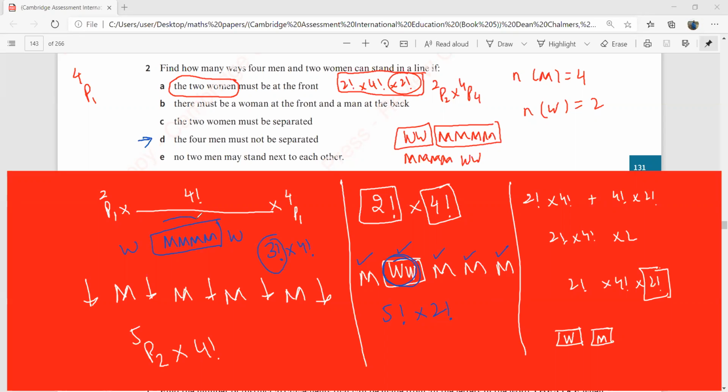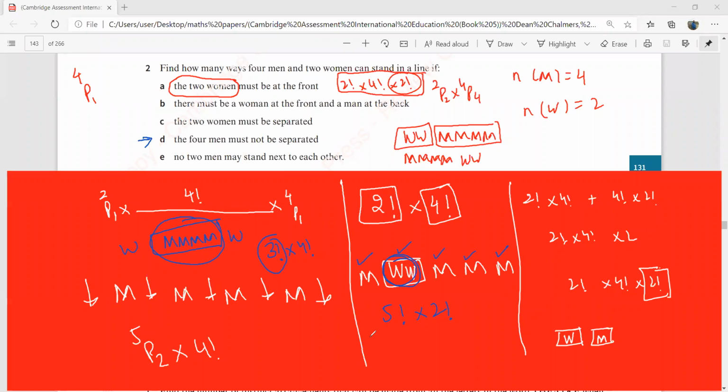Now, this is one dabba for the men, and then these are 2 women. They can be anywhere. So that is why we have this 3 factorial. Okay, the last part is really very tricky. It says no two men may stand next to each other.